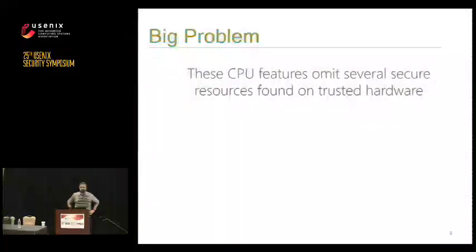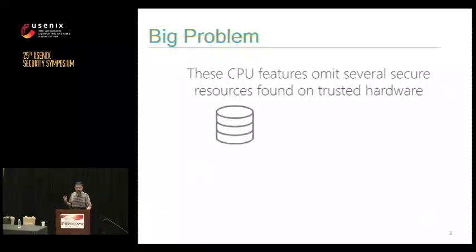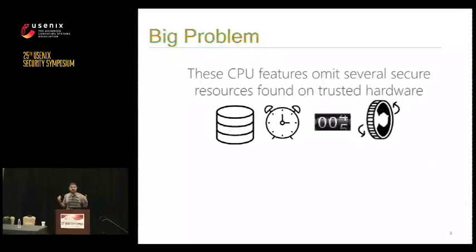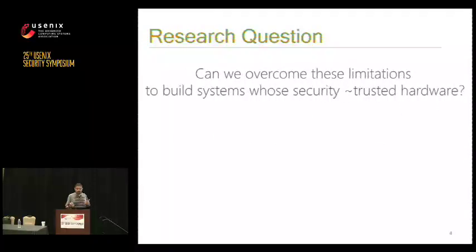Unfortunately, there is a big problem. While runtime isolation is important, these CPU features omit many of the resources present on dedicated trusted hardware, such as storage, clock, counter, or entropy. So the question now becomes whether these omissions can be overcome. Can we overcome the limitations of commodity CPUs to build software systems with security guarantees similar to that of trusted hardware? In the remainder of this talk, we will answer this question positively by describing how we built a software-only implementation of a TPM chip on ARM TrustZone.